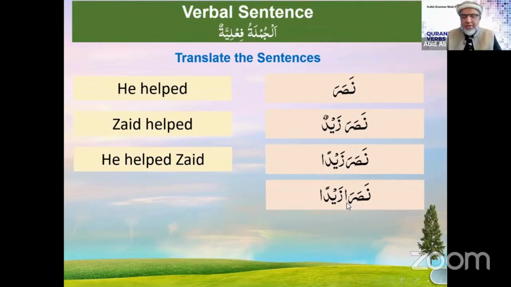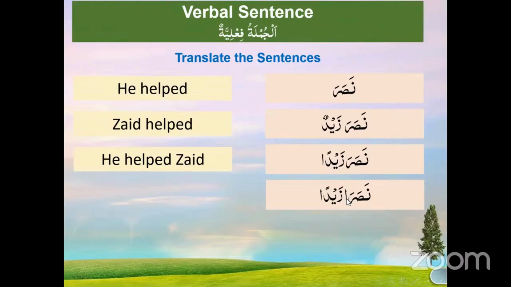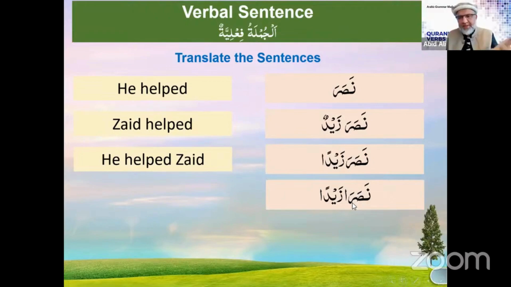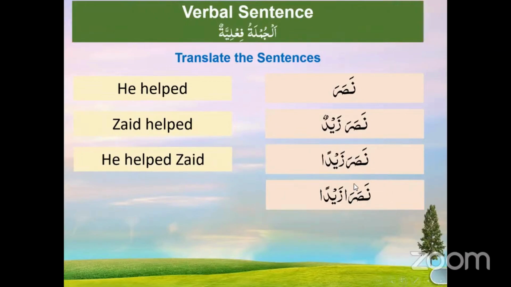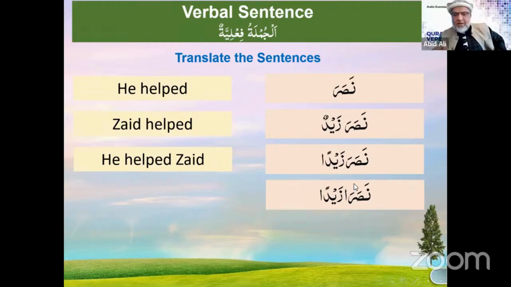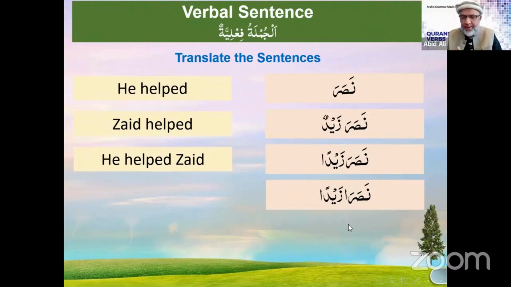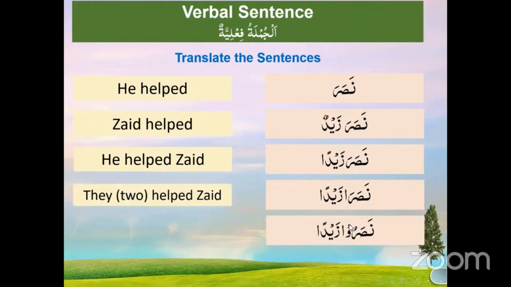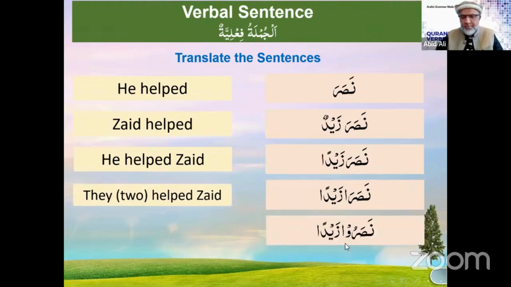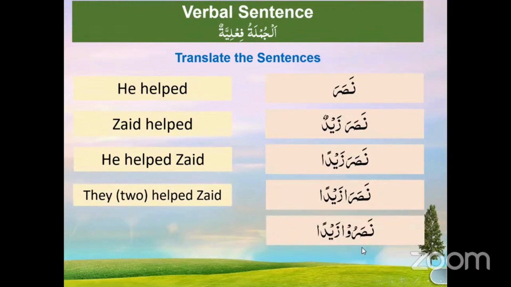No, take a look again. There is an extra alif here. Nasara. They help Zaid. Both of them help. Jazakallah khair. See, at first look you thought there was no difference, but obviously there is a difference. This alif made a big difference. It changes from singular to dual. Sister Homa, Nasaru Zaidan. They help Zaid. Very good job.